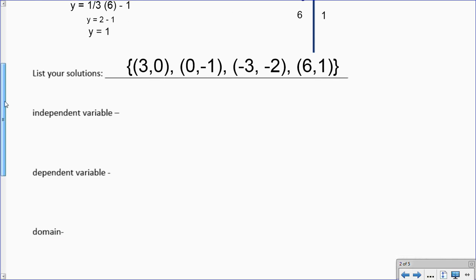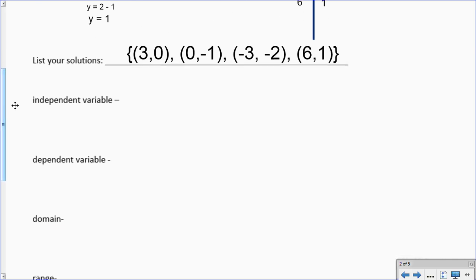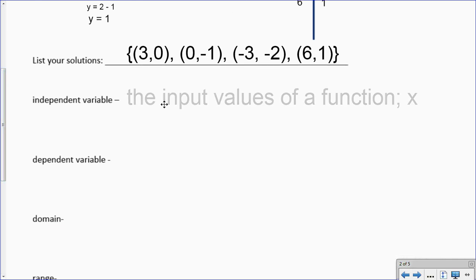Alright. Some more vocab. Independent variable is the input value of a function. So that's the x value. It's also the one that's going to happen no matter what. So time is sometimes an independent variable because time does not change. It's not dependent on anything. It's going to keep happening at the same rate all the time.